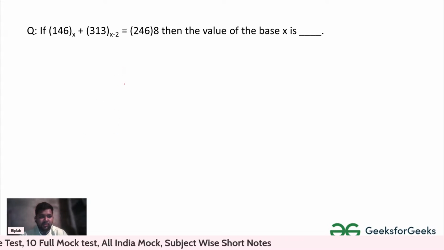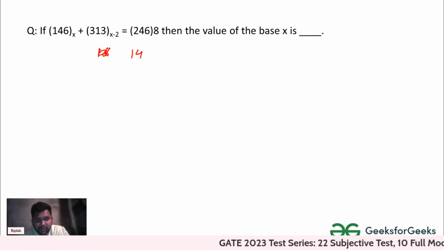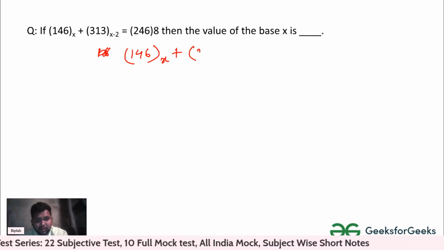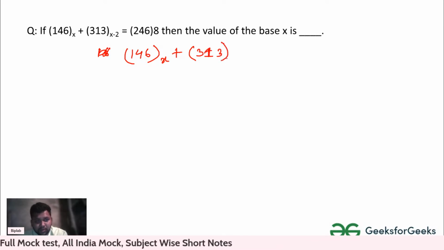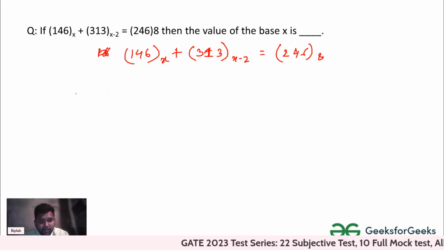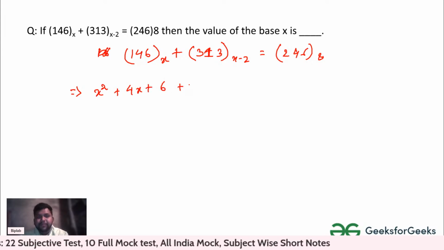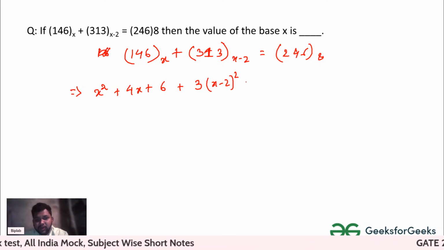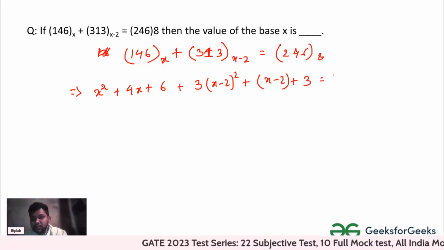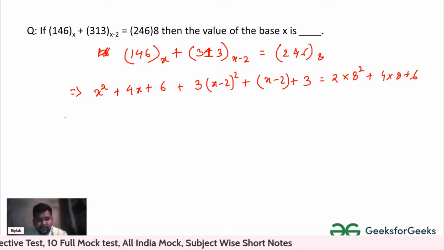So let's solve this. This is also the same type of question. 146 base x plus 313 base x minus 2 equals 246 base 8, which gives you an equation: x squared plus 4x plus 6, plus 3 into (x minus 2) whole squared, plus (x minus 2) plus 3, equals 2 into 8 squared plus 4 into 8 plus 6.